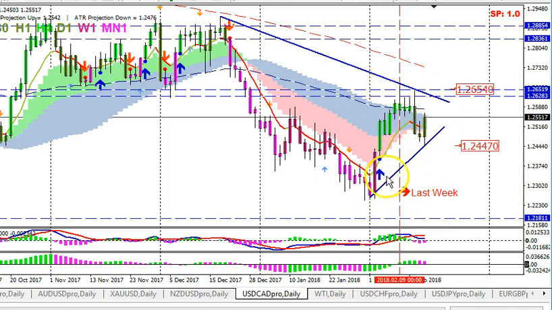The U.S. did gain some strength. Well, it actually went sideways. I mean, the previous week, the U.S.